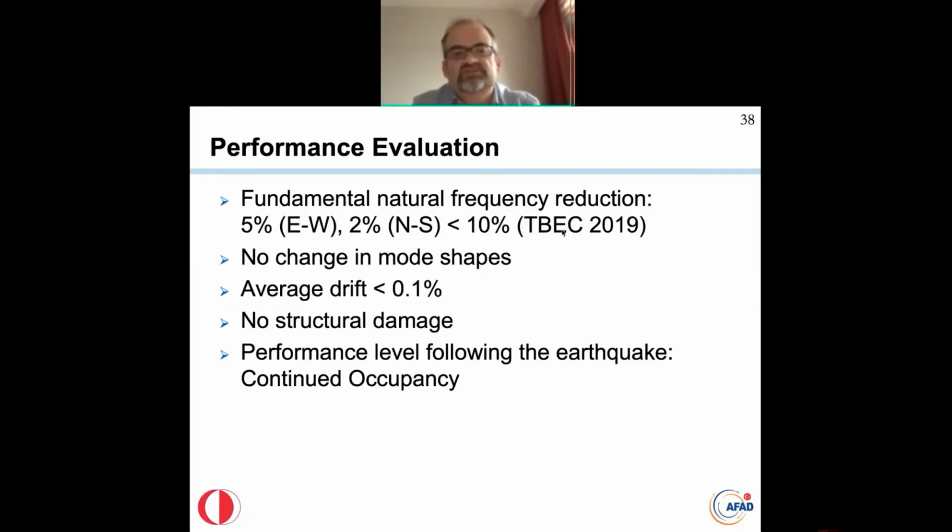And there is no change in mode shapes. The average drift is less than 0.1%. No structural damage, hence the building is in continued use after the earthquake.